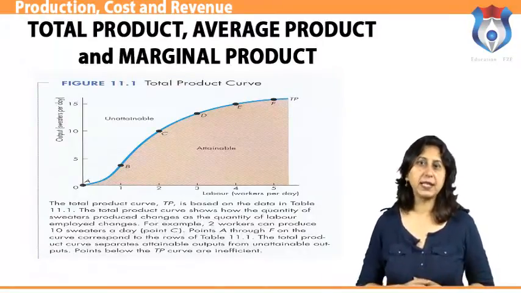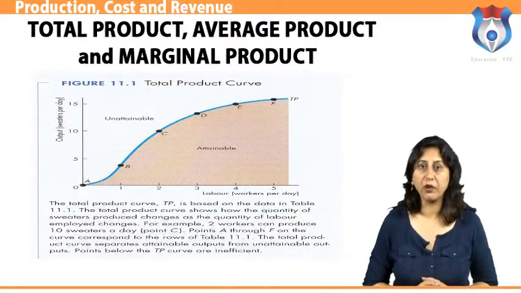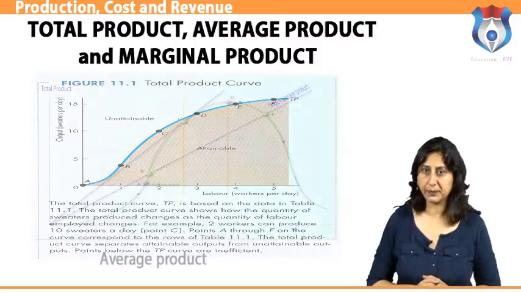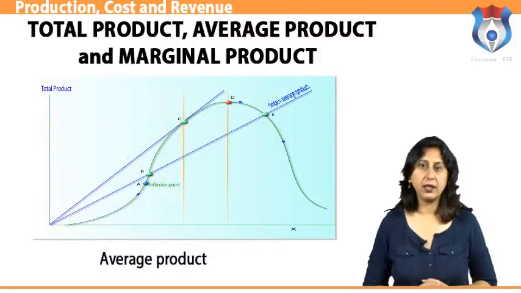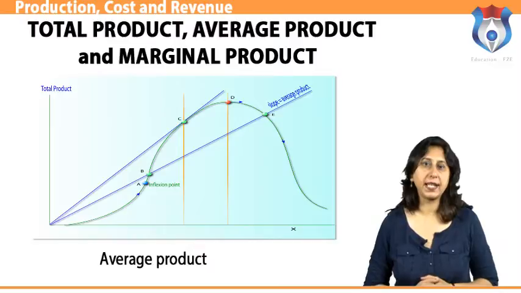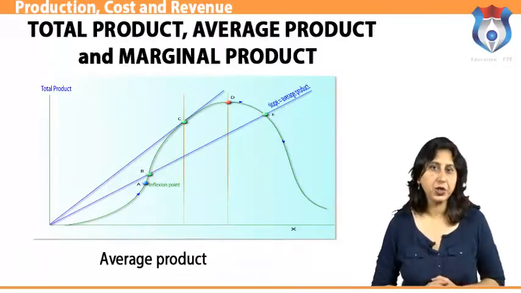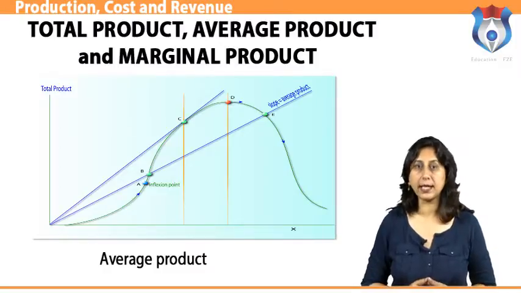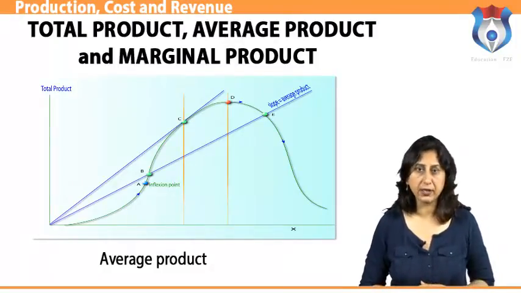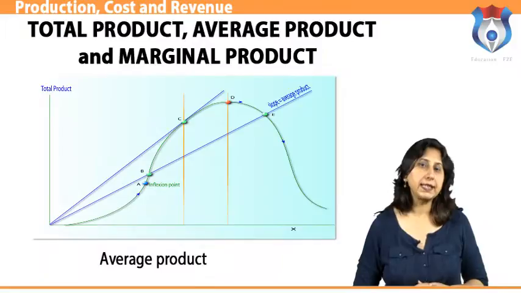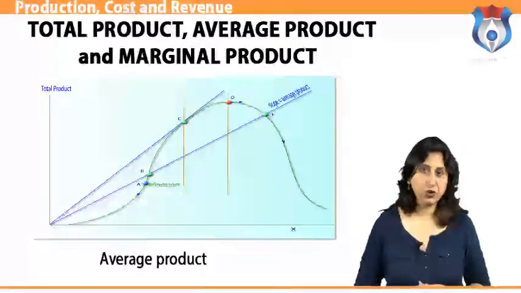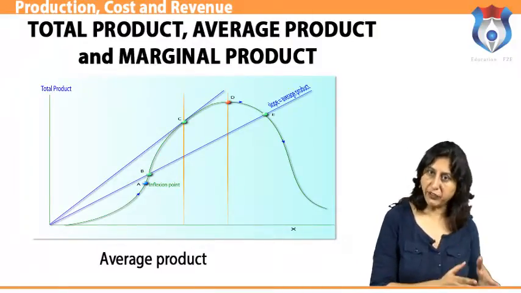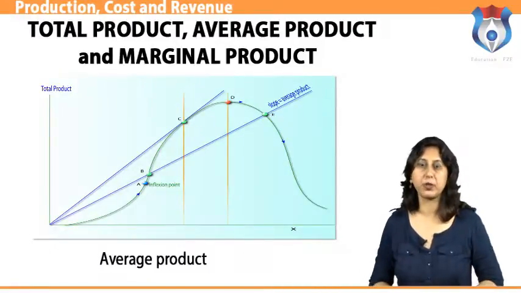The shape of this curve is attributable to the law of diminishing marginal returns. Average product. Average product is defined as the output per unit of variable input. We calculate it as total product upon number of units employed. The average product curve is a graphical representation of the relation between average product and the variable input.